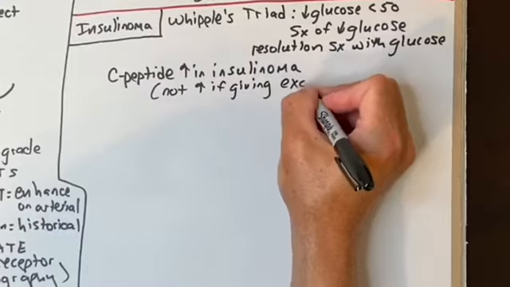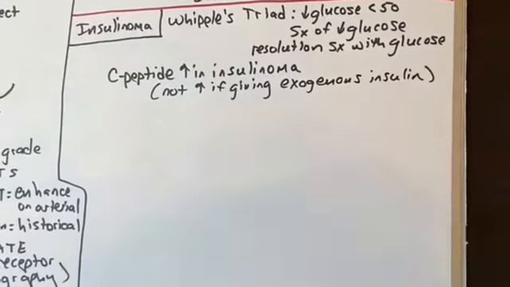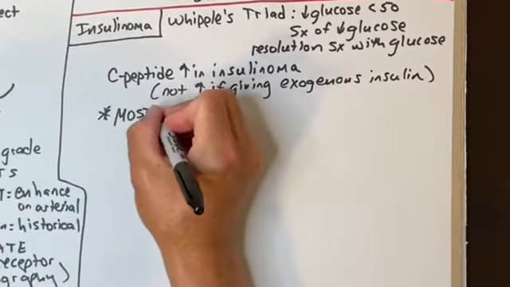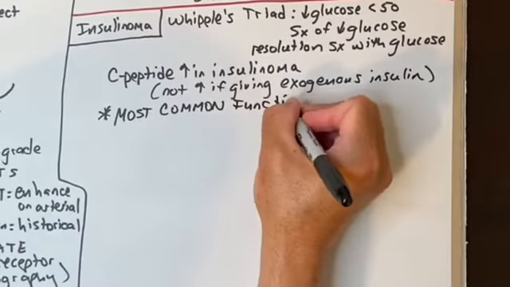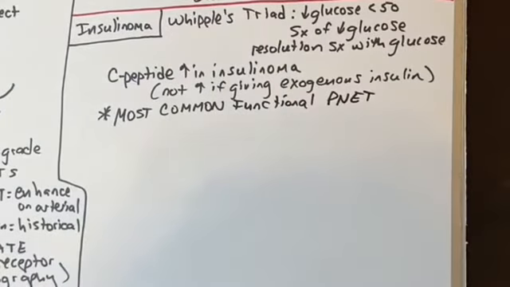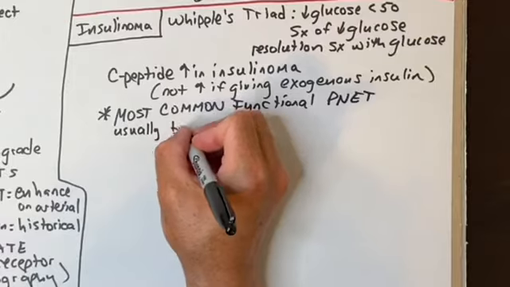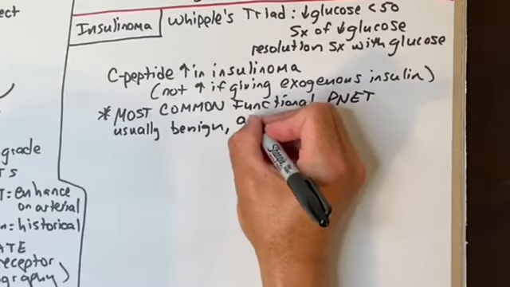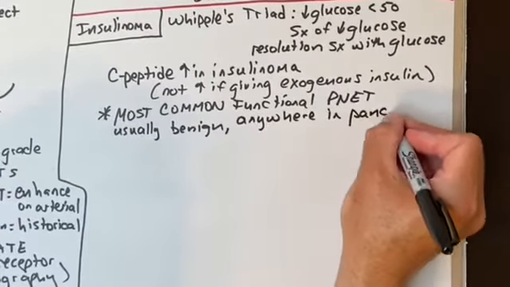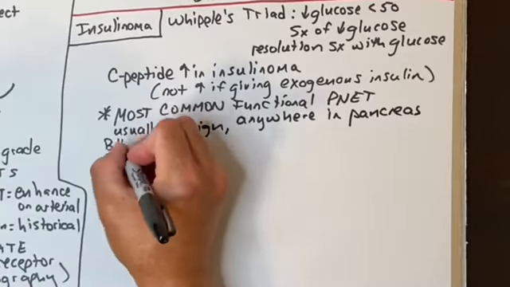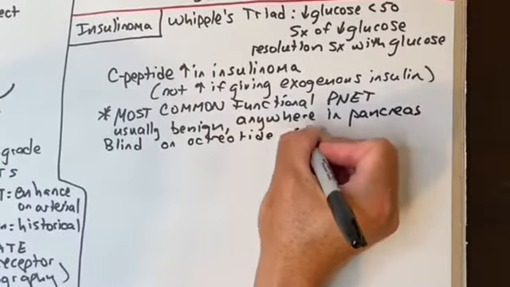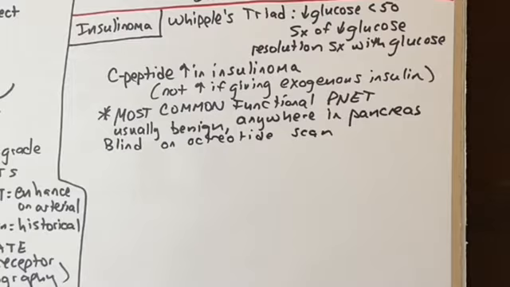C-peptide in the blood is present in a true insulinoma. It is not present if somebody is giving themselves insulin. Insulinomas are the most common functional pancreatic neuroendocrine tumor. They are typically benign. They can occur anywhere in the pancreas. There used to be a question that said octreotide scans will not show these, although sometimes PET dotatate scans will.